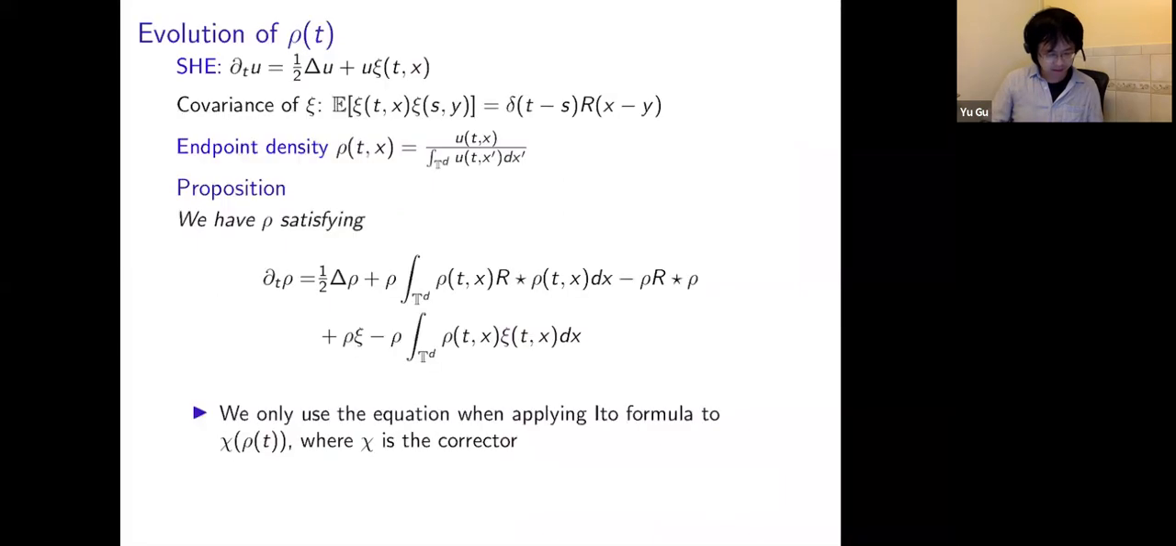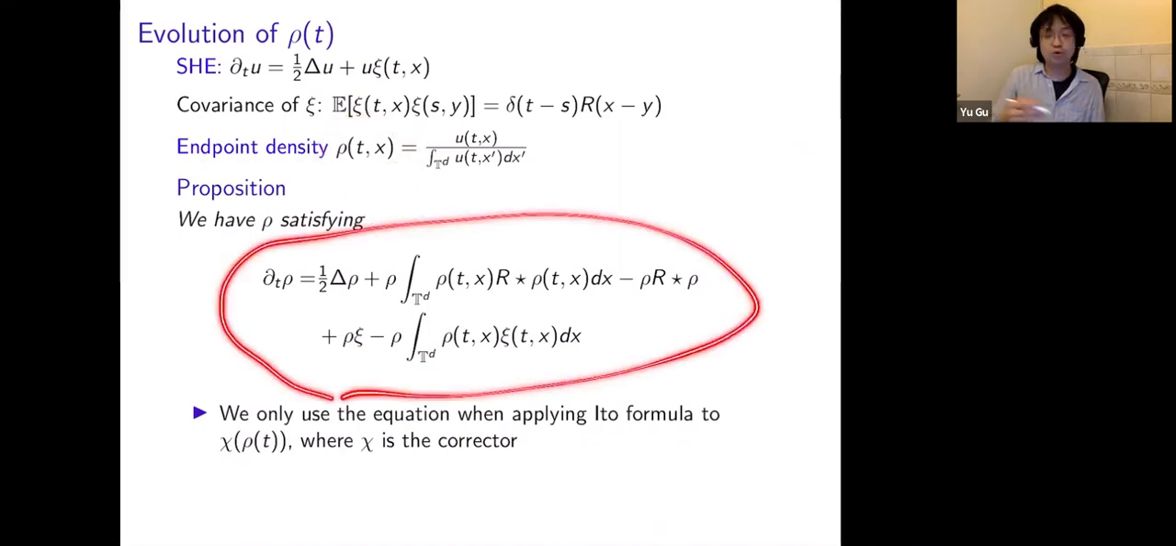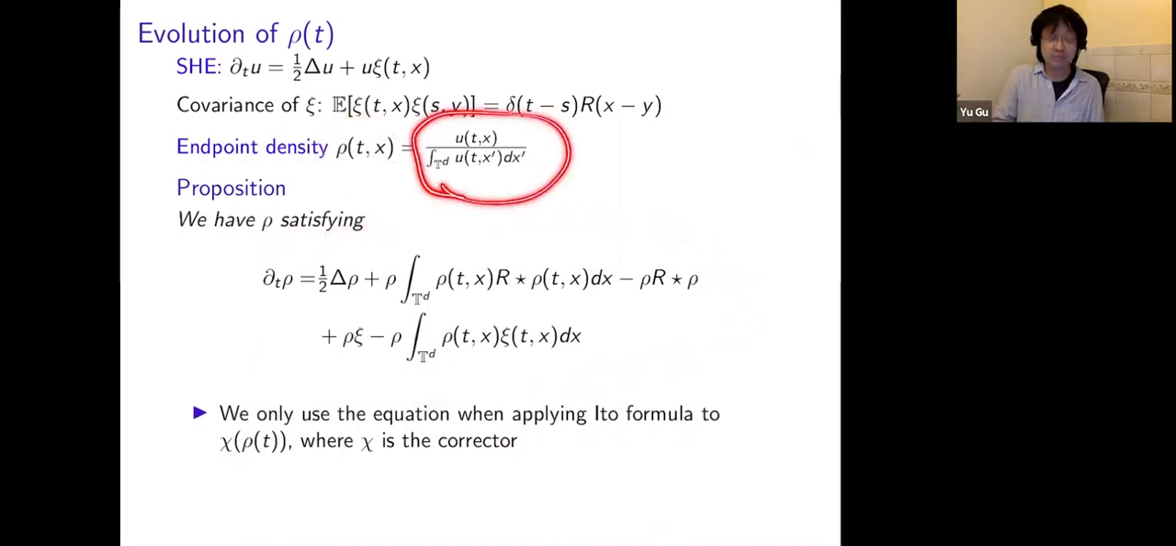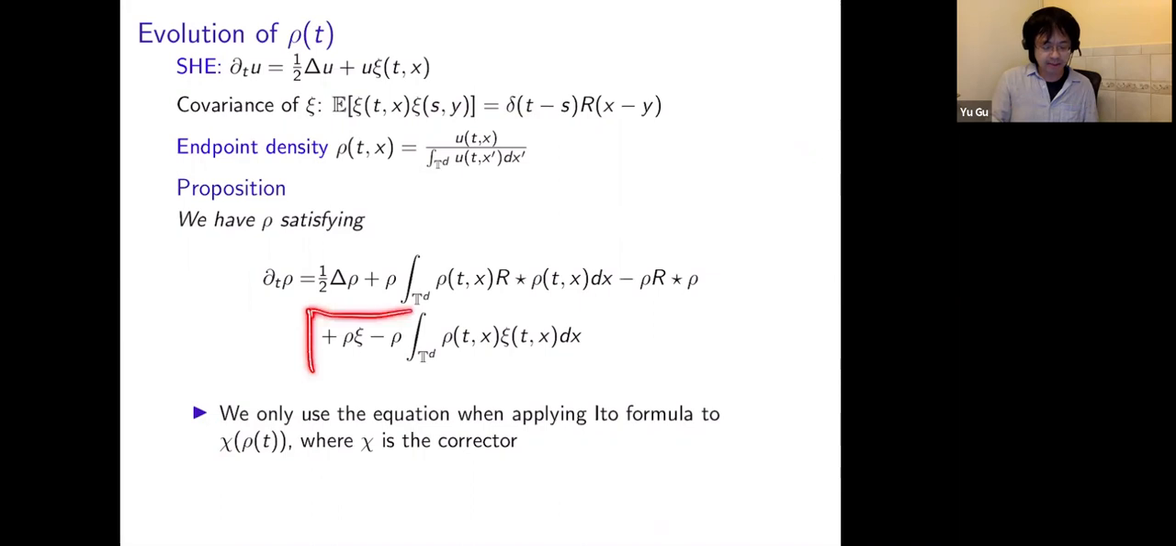So what's next? Of course, as I mentioned, we need to show that rho mixes very fast, but of course we don't use this SPDE to show rho mixes very fast. We use this expression itself to show rho mixes very fast. And the place where we use this SPDE is just when we apply Itô formula to this chi of rho t, the corrector of rho t. So basically we need the martingale term on that.